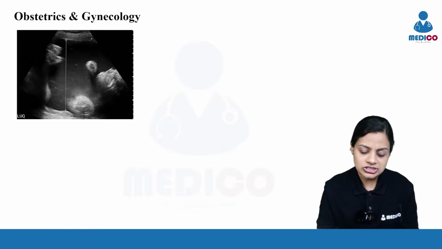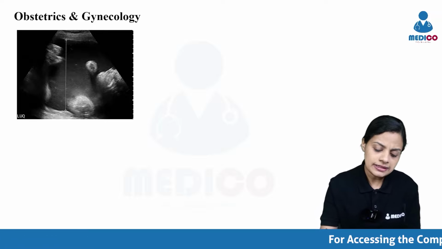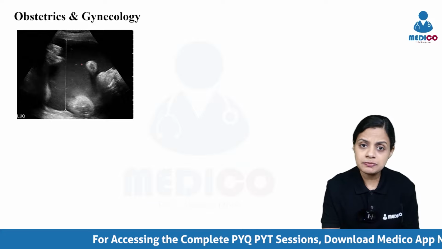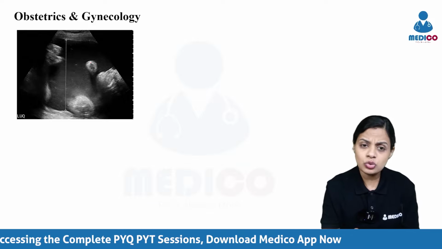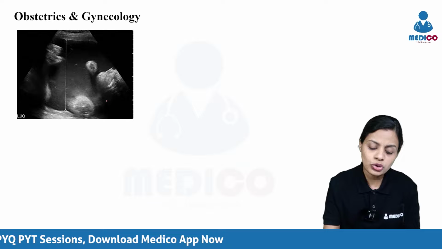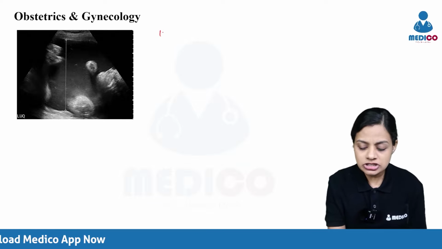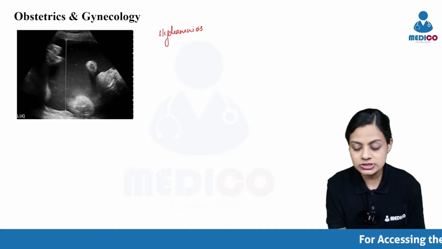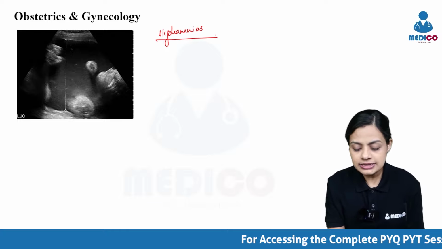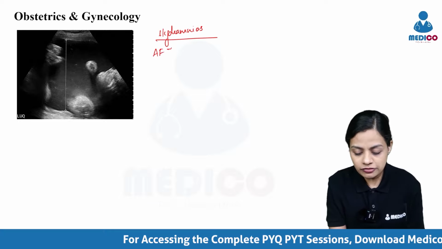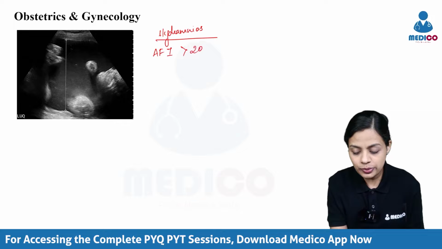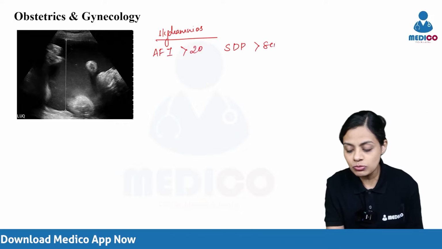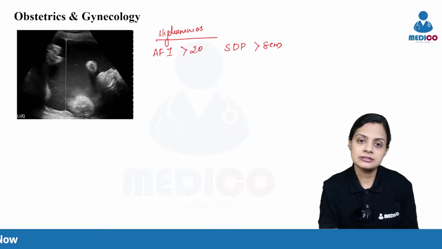Now we have discussed oligohydramnios. So you have an ultrasound picture there. What do you see there? All you can see is the fluid. There are very few fetal parts. There are very few cord parts. It is the fluid mainly. This condition is called hydramnios or polyhydramnios. This happens when the amniotic fluid index is more than 20 or you have a single deepest pocket that is more than 8 centimeters.